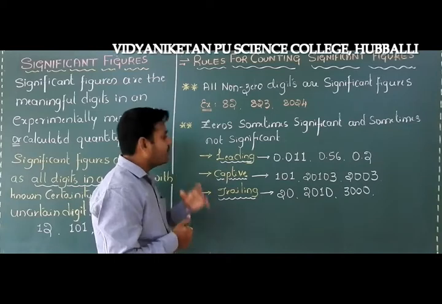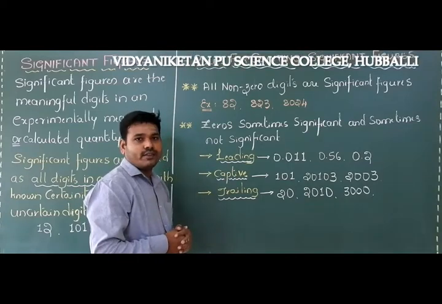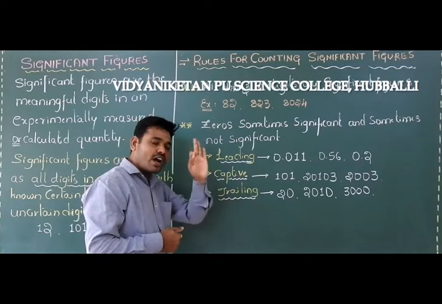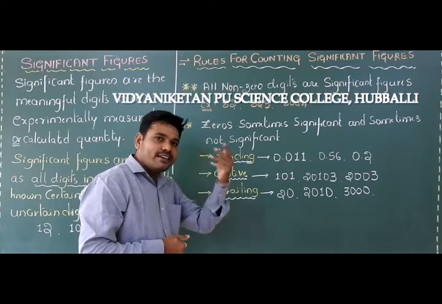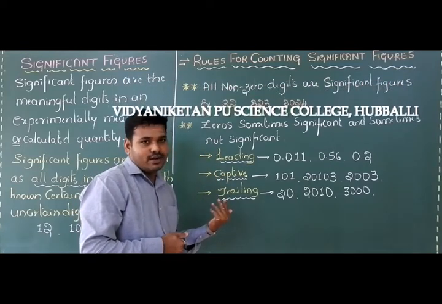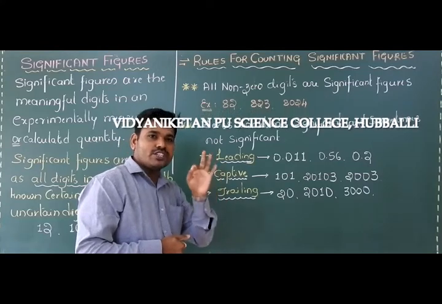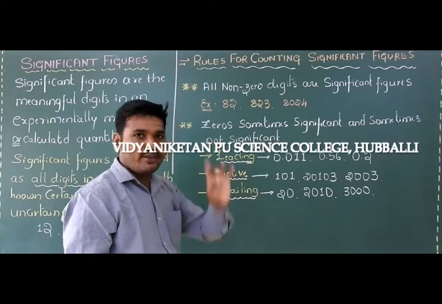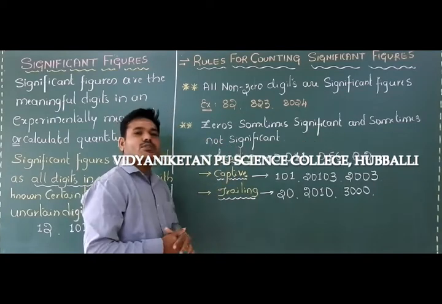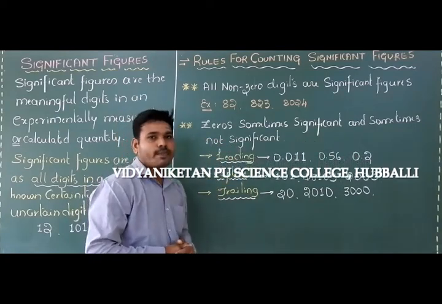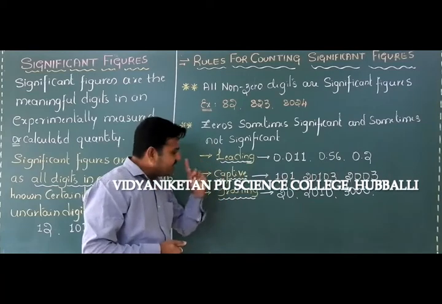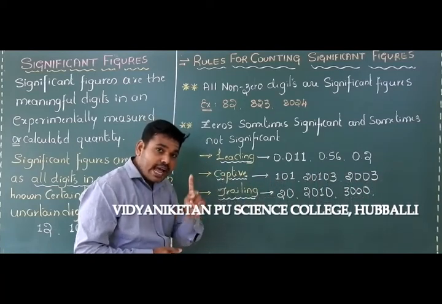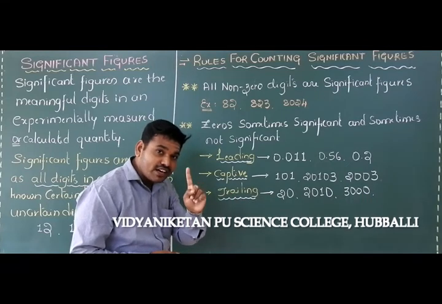Now in case of leading zeros, already you know that leading zeros are the zeros which are present at the left hand side of the given number, or the zeros which are present before the first non-zero digit. Such types of zeros are called leading zeros, students. And here these leading zeros are always not counted as significant figures.